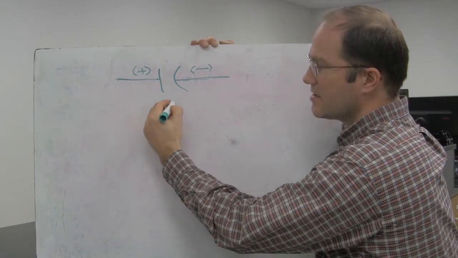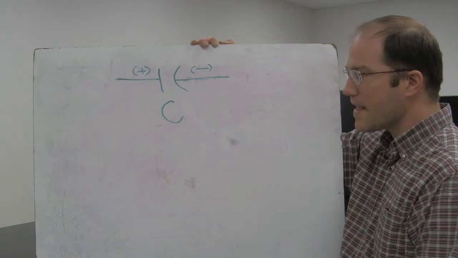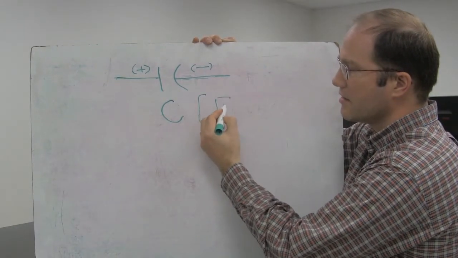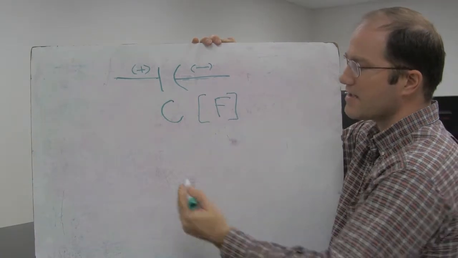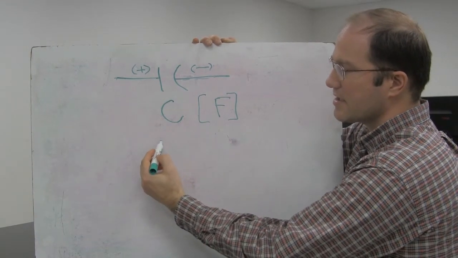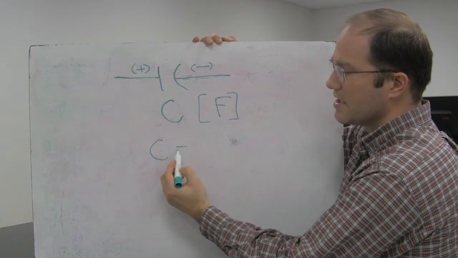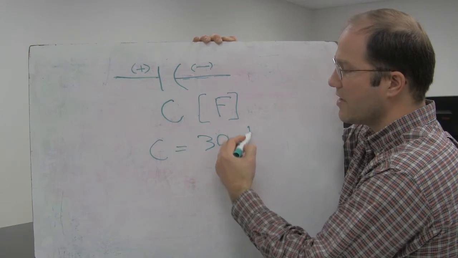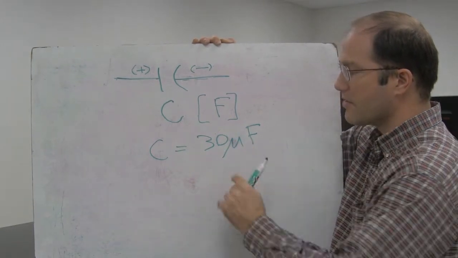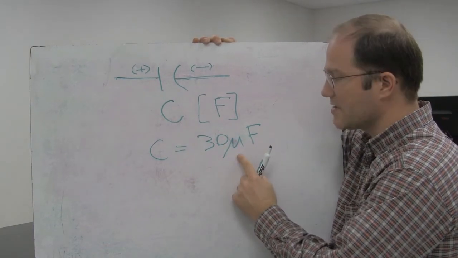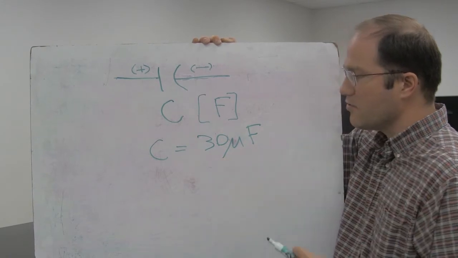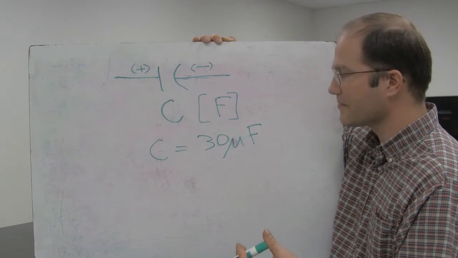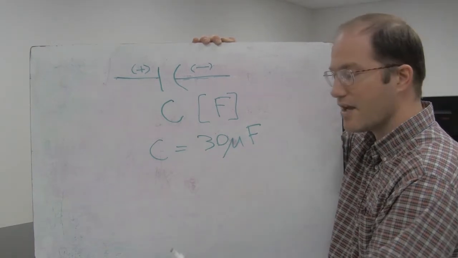So we have this little electrical component called the capacitor. It's C for capacitor, and its unit is the farad. You might say my capacitance is equal to maybe 30 microfarads. The micro there means times 10 to the negative sixth, so that would be 30 times 10 to the negative sixth farads.